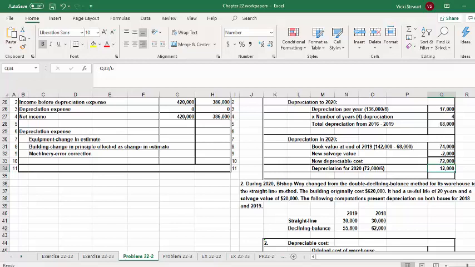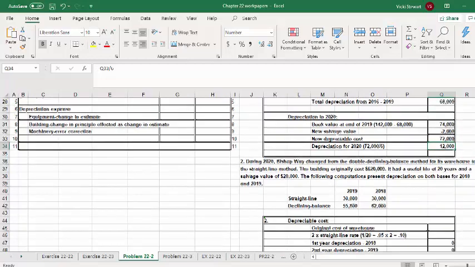In the second scenario, it states that Bishop Way changed from the double declining balance method for its warehouse to the straight line method. The building originally cost $620,000. It had a useful life of 20 years and a salvage value of $20,000. And the following computations present depreciation on both bases for 18 and 19. So the problem gives us the straight line and double declining balance depreciation for both of those years.